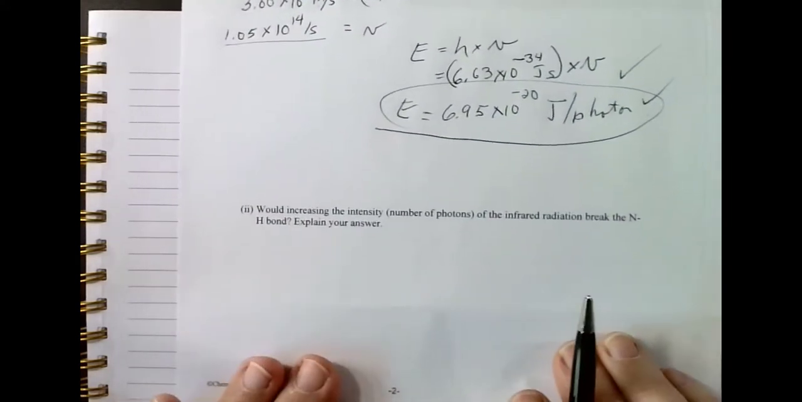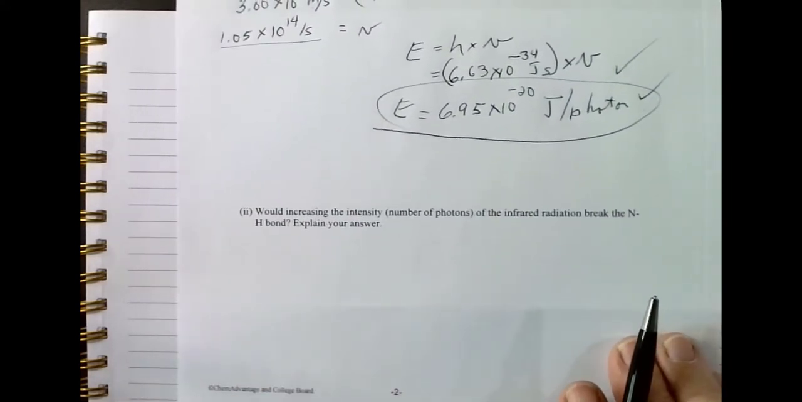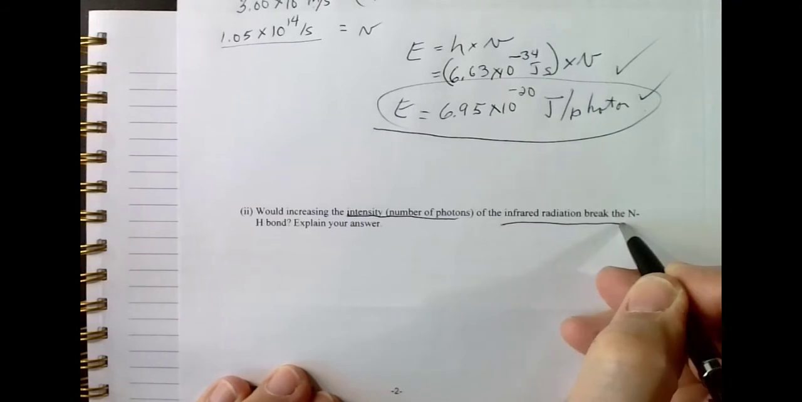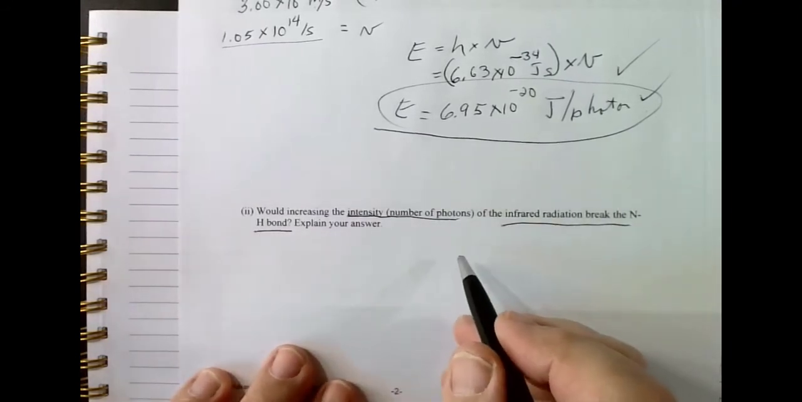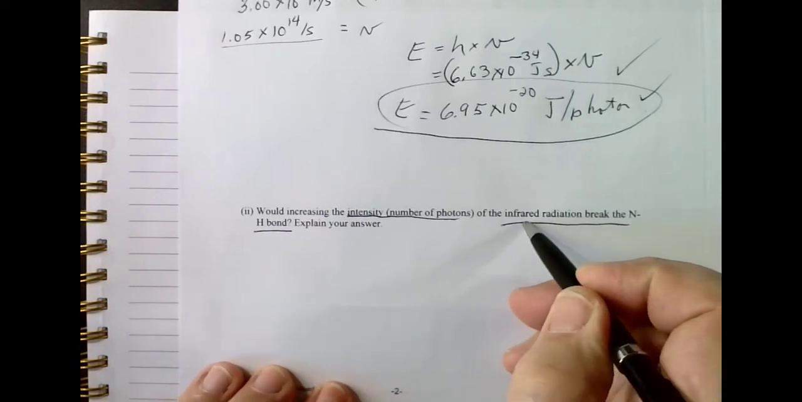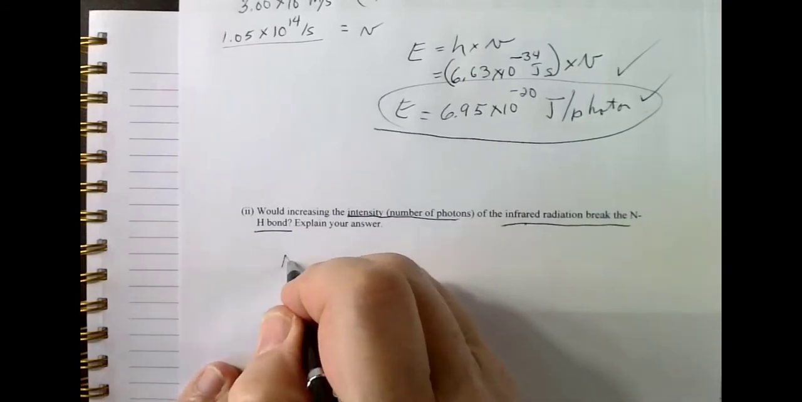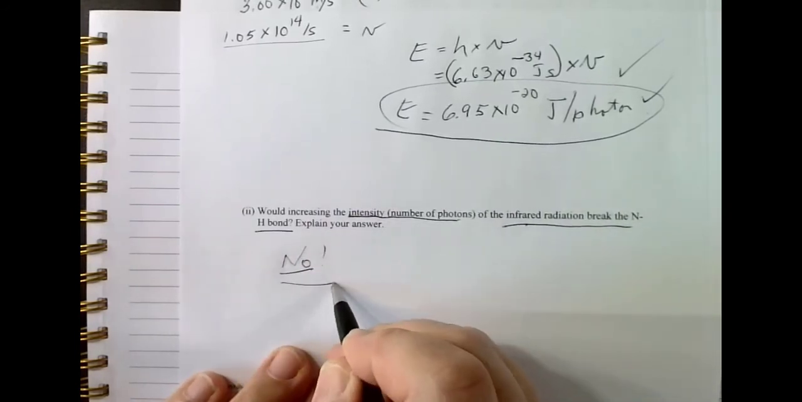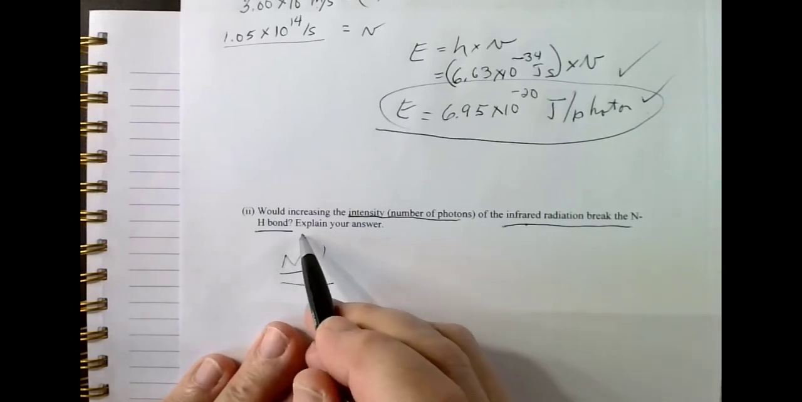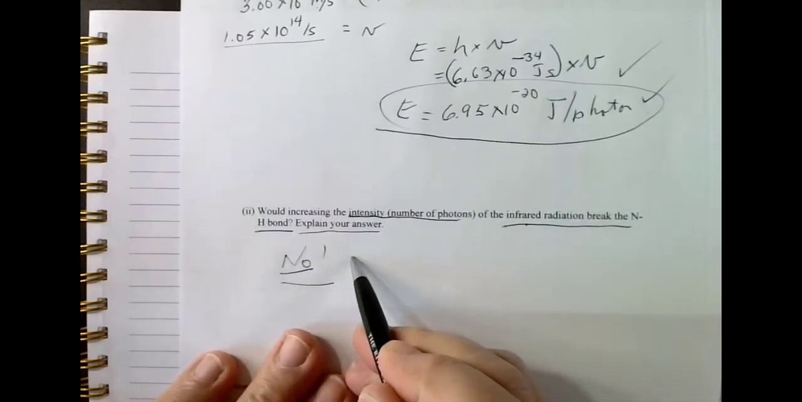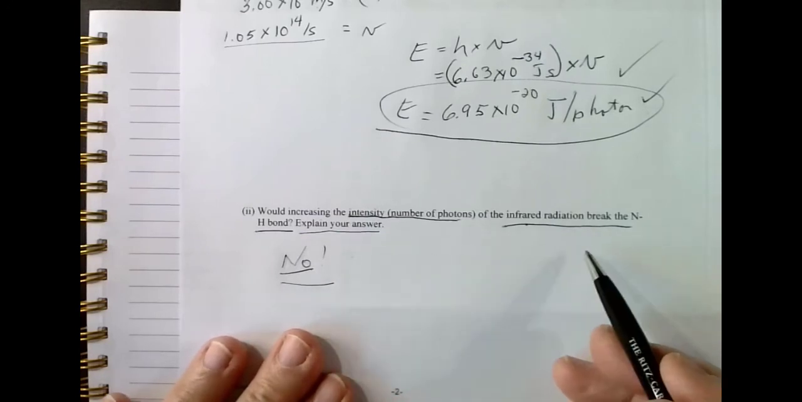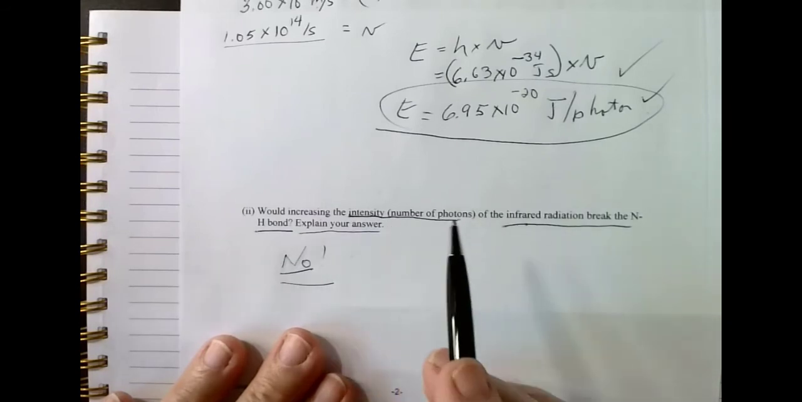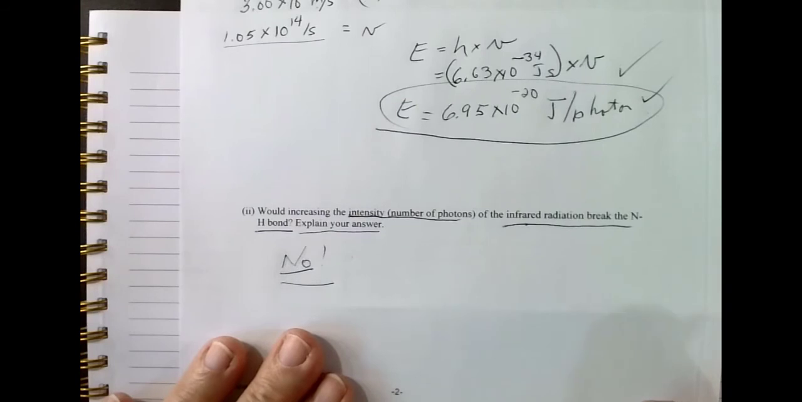Now, let's answer the last part of B. Would increasing the intensity, the number of photons of IR radiation break the nitrogen-hydrogen bond? Well, first of all, IR doesn't break bonds. So the answer is going to be no. So I've answered that question, but they're not going to give me the point for that because they say explain your answer. There's a couple of ways. You could say that IR radiation has a longer wavelength, and photons of that wavelength cannot break strong bonds like these, and you probably get the point.